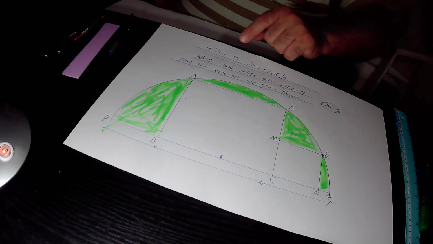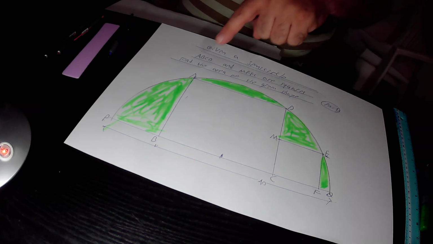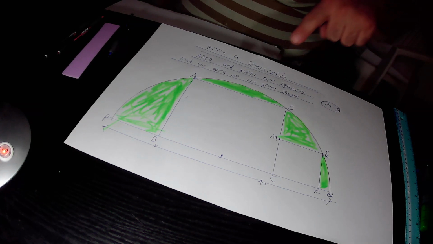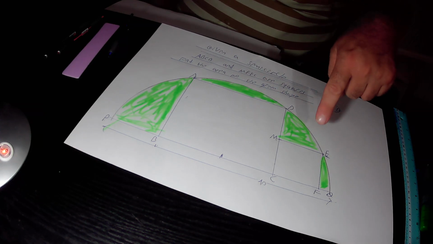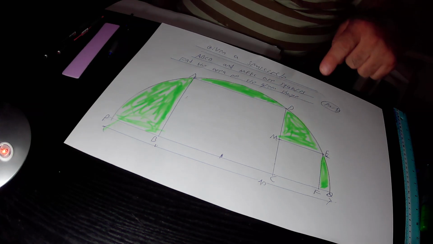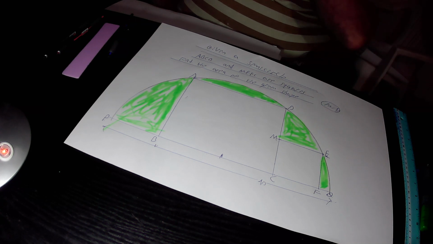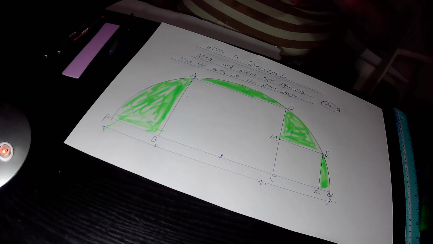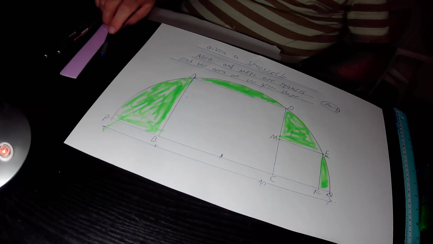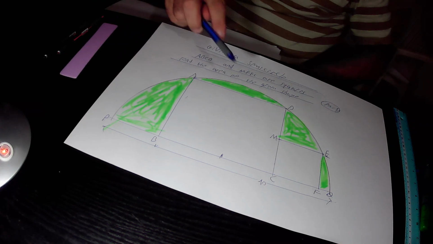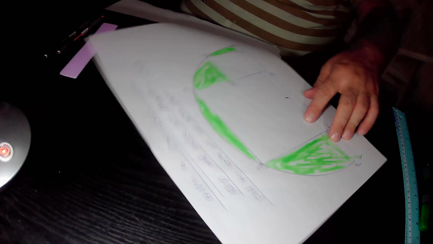And we have the big square ABCD and the small square MECF. Our task is to find out the area of this green shape. So first of all, we define the center of this semicircle. This point is point O.